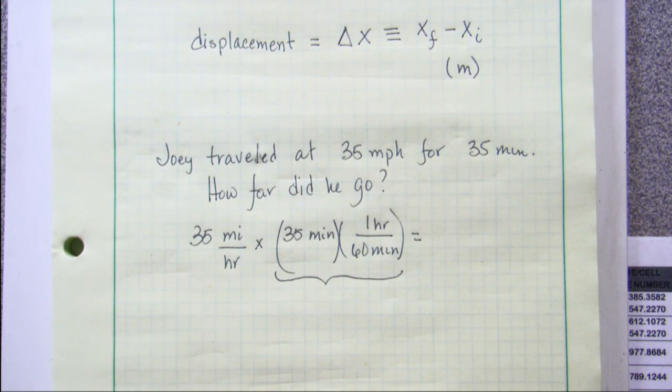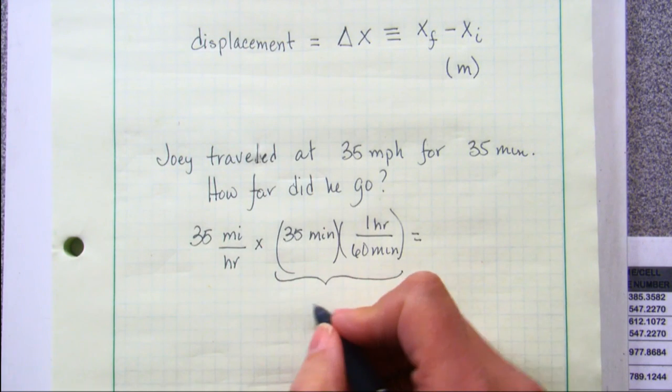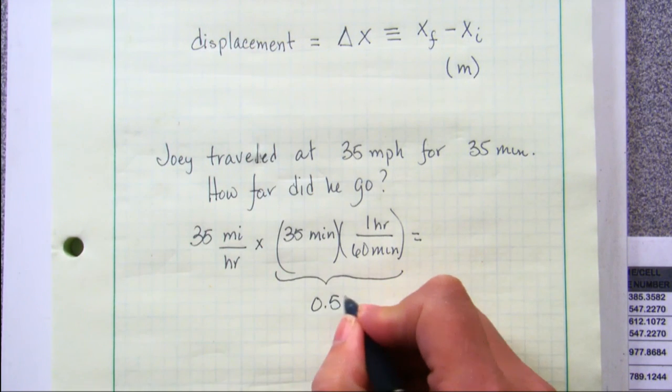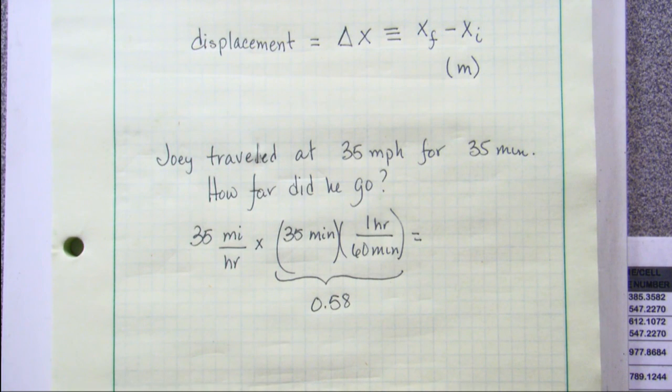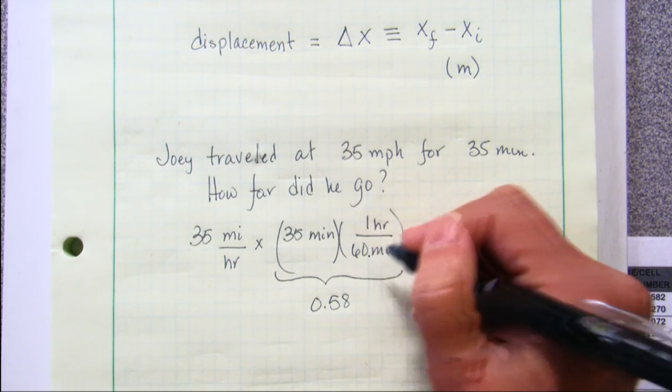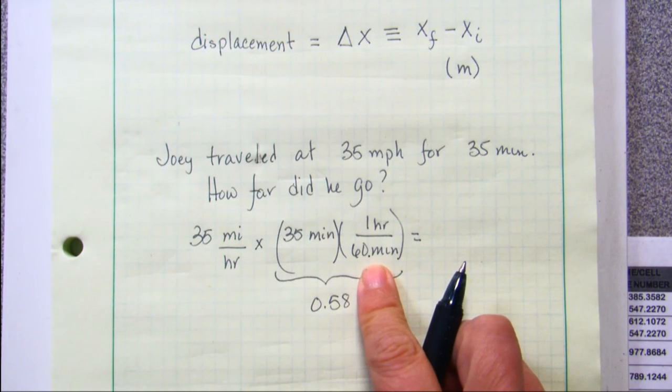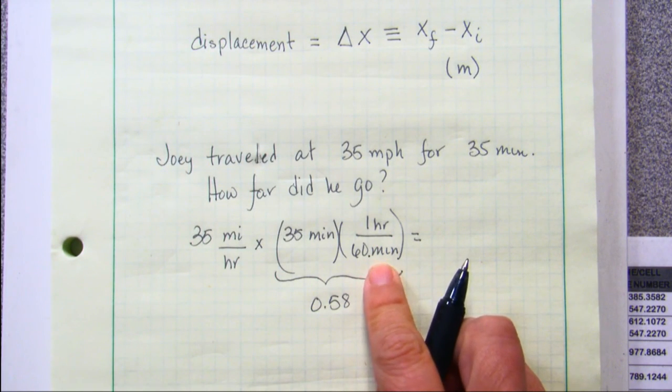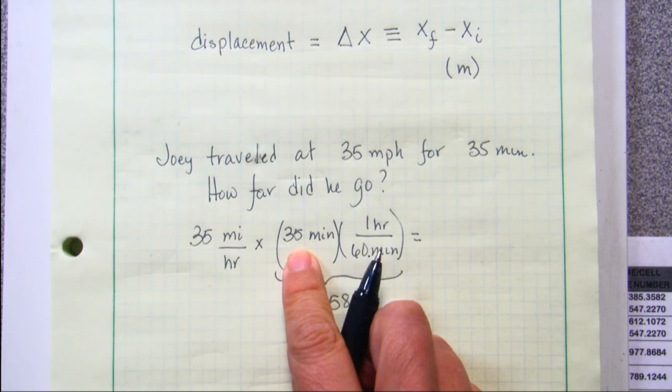I can do it all as one line, but I'm going to keep my conversion first. So I'm going to do my 35 divided by 60, and it's 0.58. And if we want to keep significant figures, this 60 has an infinite number of significant figures, so it's not going to control my significant figures. I'm going to end up in 2 significant figures.